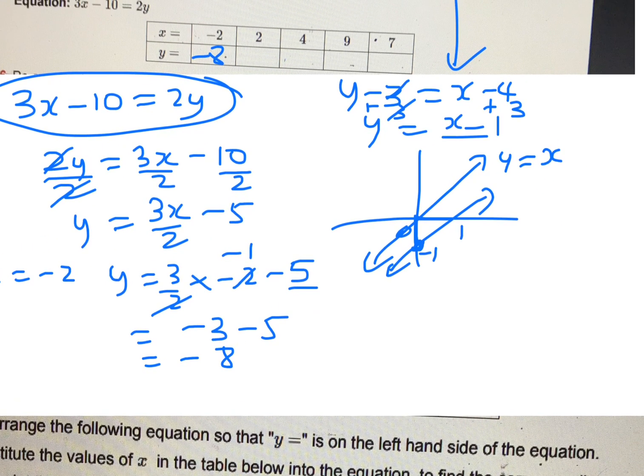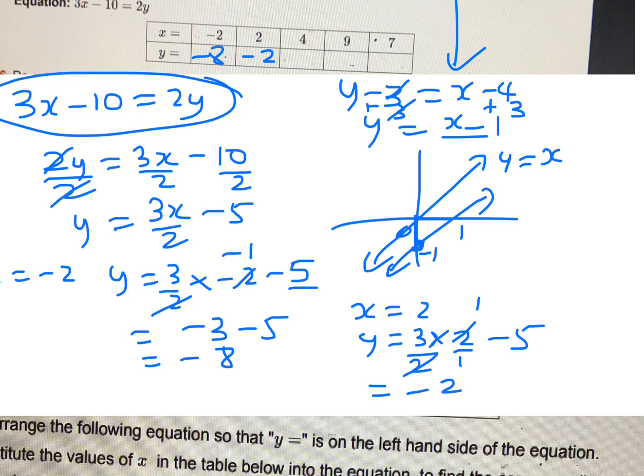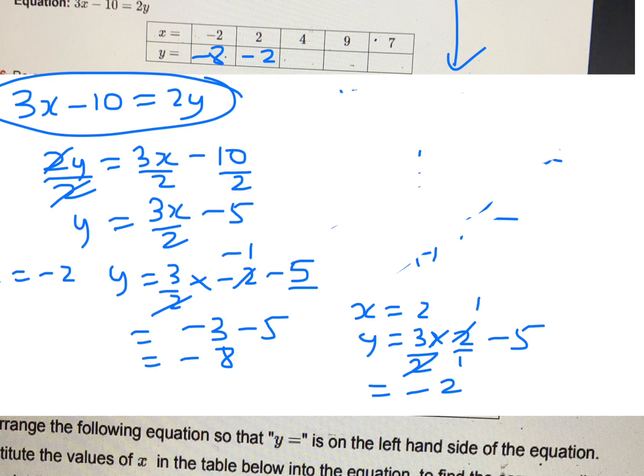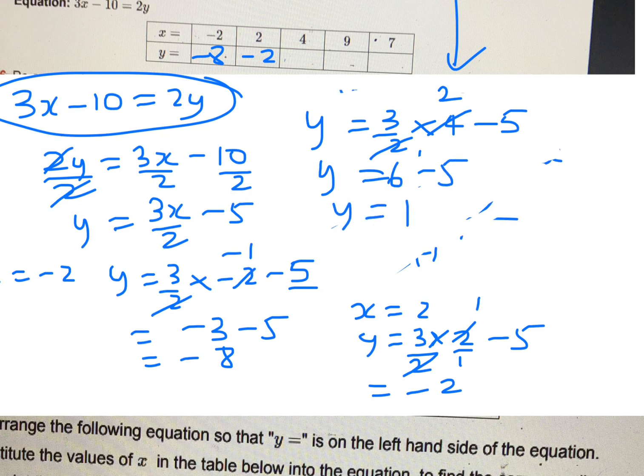Okay, if you put in x equals 2, then y is 3 times 2 on 2 minus 5. 2's go out. 3 minus 5 is minus 2. When x equals 4, y equals 3 on 2 times 4 minus 5. 2 goes into 4 twice. 3 2's are 6 minus 5, y would be 1.